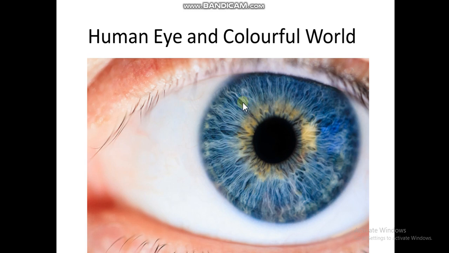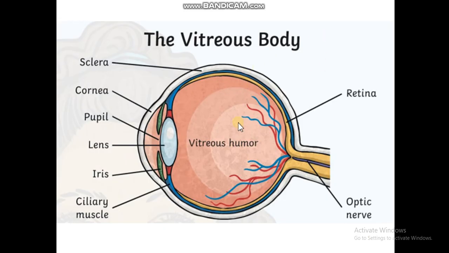So when we hear the term human eye, in our mind we see this picture, or we create an image of this picture. Means the human eye looks like this. From the front view it appears like this, and if we see from the side, or see the internal parts of the eye, it appears like this. So this is the human eye, and it is also known as the eyeball.